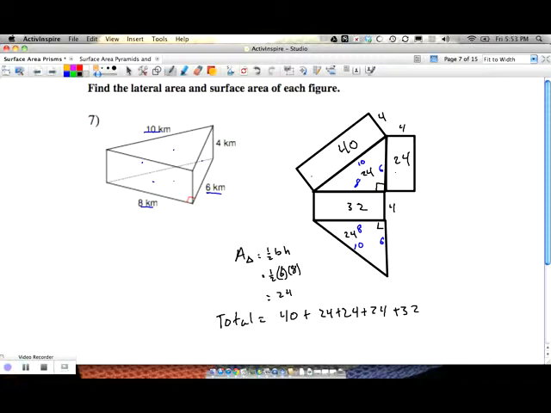Let's just keep moving. Oh, by the way, what's the lateral area? Ooh, so that was the total surface area, but how much of that is the lateral? Well, notice the lateral is the non-bases. This is a base and this is a base. So the lateral is not the 2 triangles there. So we would take out 2 of the 24s, and so the lateral area would be 40, 24, and 32, those ones that I underlined. That would be your lateral area.